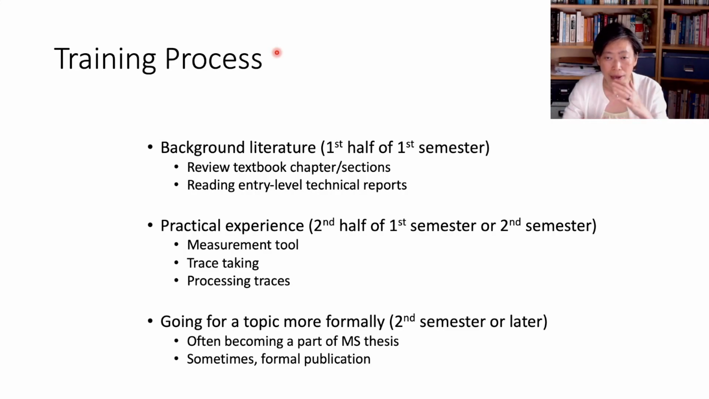The training process of undergrad students in my lab is more like this. Three stages. First is background literature. Second, picking up some practical experience. Third, set up a goal. It can be small, it can be large, but by the time we reach the goal, usually it can be part of your master's thesis or part of a formal publication. Now, some students will go all the way, and some stop here, and some stop here.